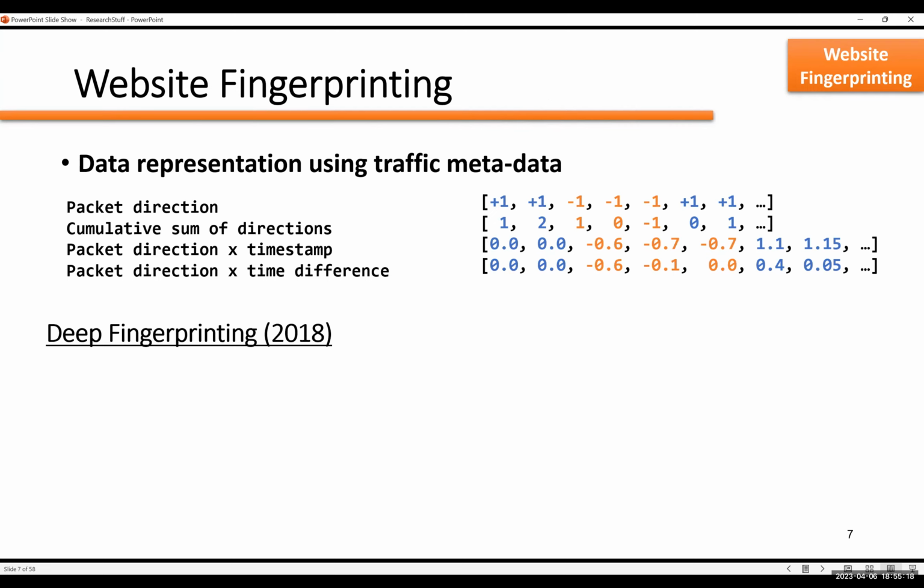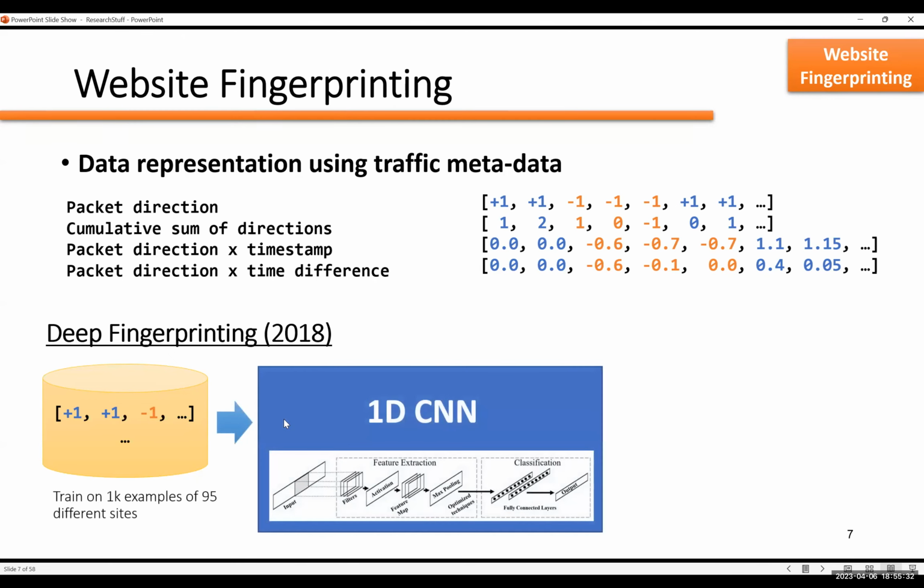So the very early deep learning applications in website fingerprinting used the packet direction sequence, and what we call deep fingerprinting looked at is very simple. You just take your big data set. In their case, we had 1,000 samples for 95 different websites, so 1,000 samples per website. And we trained just a simple 1D CNN on the packet direction sequences.